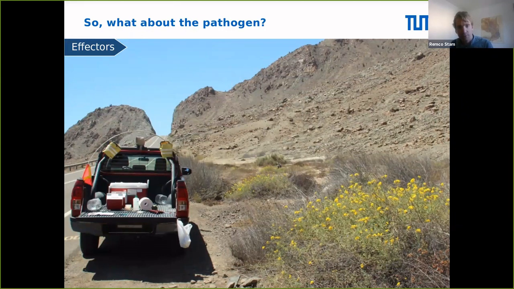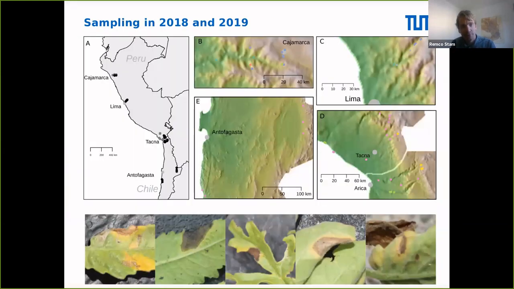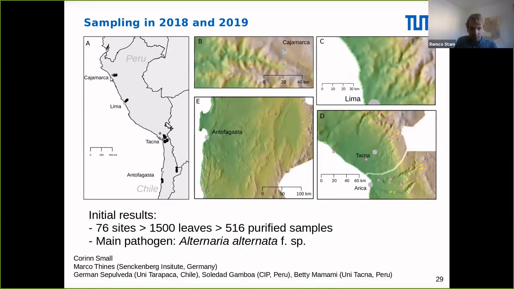So in the last 2 years, we've had a couple of field trips in Peru. Starting from Lima and then going south to Tacna, Antofagasta, all the different areas where we have Solanum chilensis growing, and a couple where we have other wild tomatoes, just to make sure that we can make a good comparison. So with 76 sites and about 1,500 leaves, we now have about 516 purified samples, and most of them seem to be Alternaria alternata forma specialis.